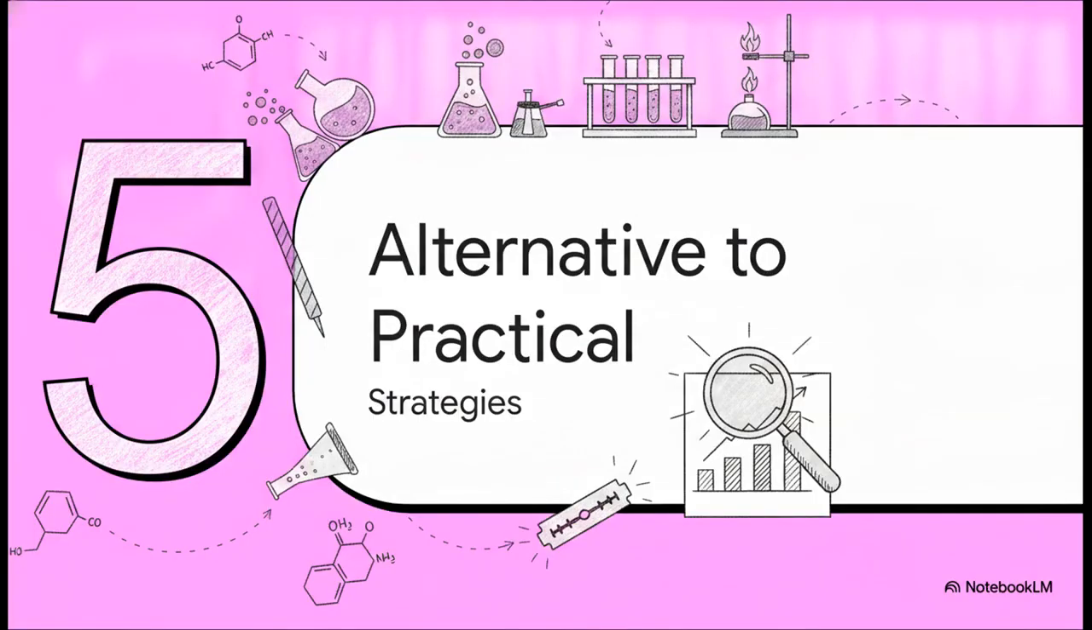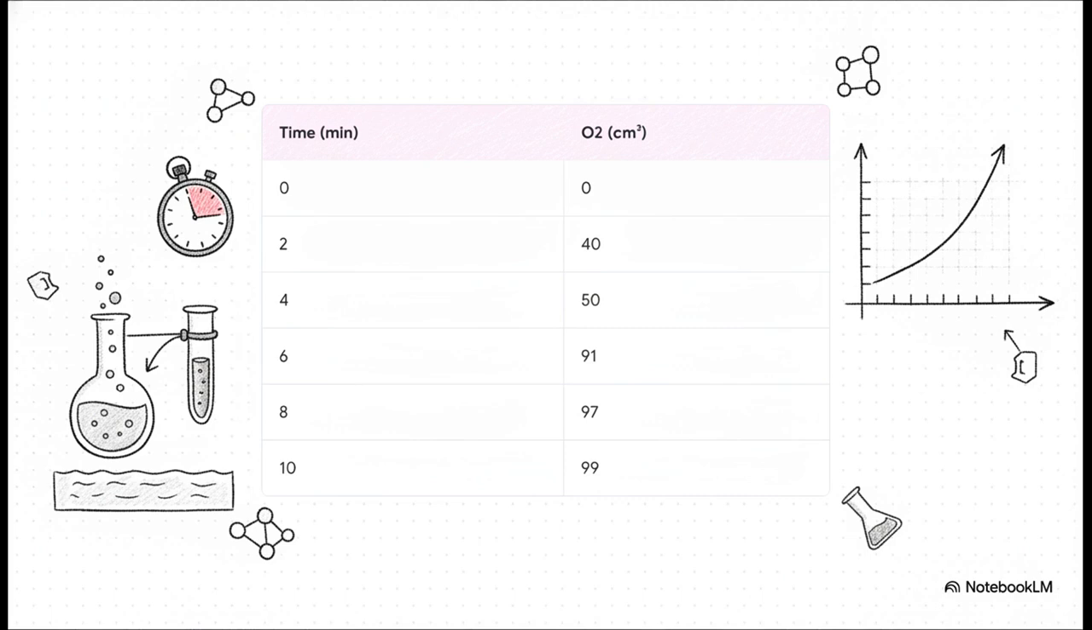And finally, Module 5, Alternative to Practical Strategies. This paper tests your lab skills on paper, so your data analysis has to be razor sharp. You really have to know how to confidently interpret experimental findings from a scientific table, like this one right here, tracking oxygen collection over time. You should be able to look at this data, instantly recognize the rate of reaction slowing down as that volume levels off, and then confidently plot it onto a graph, making sure your axes are precise and correctly labeled.